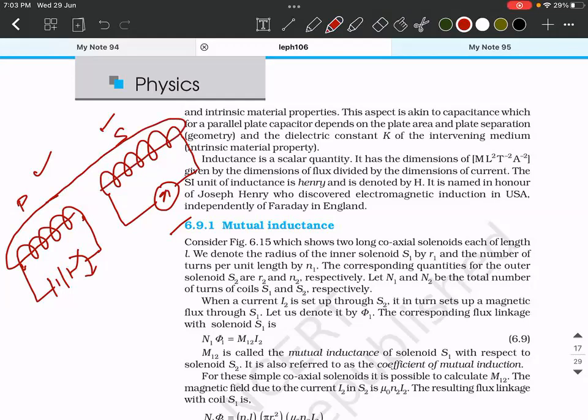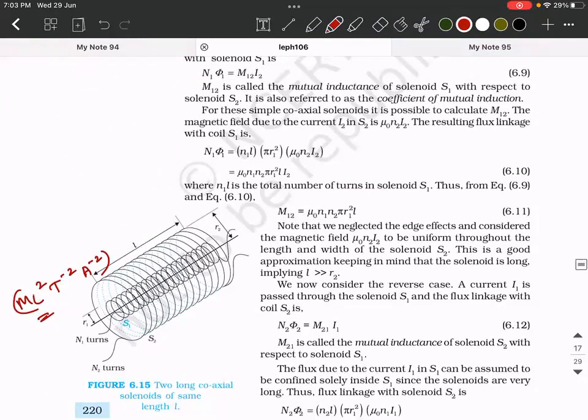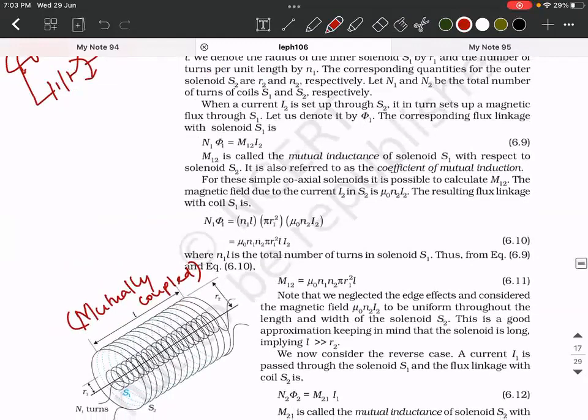Most importantly, you will not place them side by side. You will place them along the axis, something like this. One will be a bigger coil and one will be a smaller coil. So these two coils are said to be mutually coupled. Okay, are you able to understand?